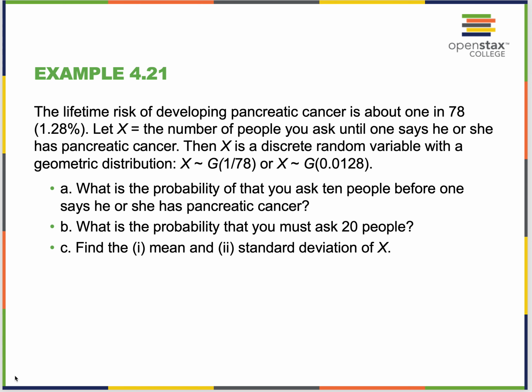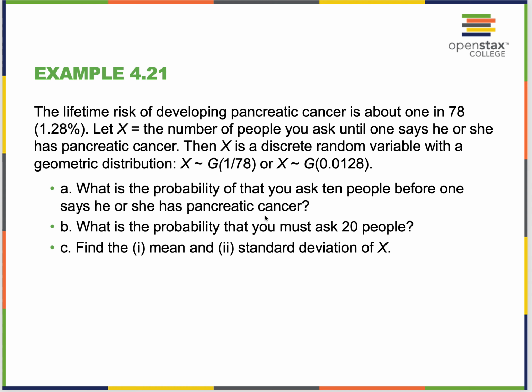Let X be the number of people you ask until one says he or she has pancreatic cancer. X is a discrete random variable with a geometric distribution where the parameter is 1 over 78, or 0.128. Now, if I take the reciprocal of that, it's going to be 78, 1 in about 78 people. So you're going to get that. What is the probability when you ask 10 people for this, they say they have pancreatic cancer?